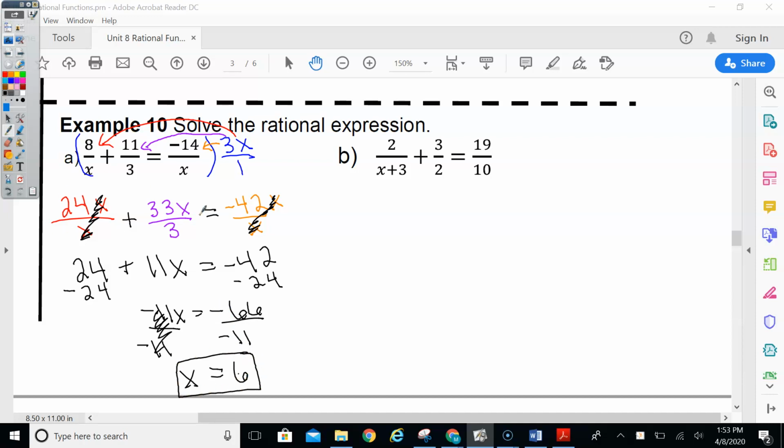Okay, so here, this is multiplying by the least common multiple. If you were going to make all the fractions the same, you would say, what does this denominator have that this one needs? Well, it has a 3, so I'd multiply them by 3. What does this denominator have that this one needs? It needs an x, so I would multiply it by x. I get the same answer. It doesn't matter which way you do it.